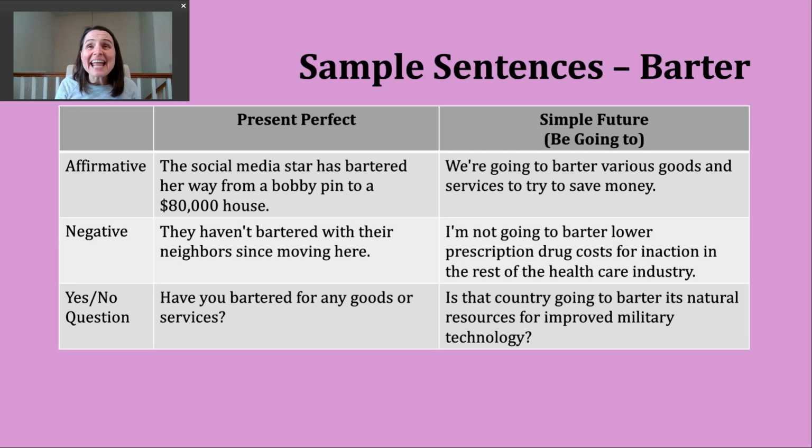Now, if you want to make a negative present perfect sentence, again, we're going to pay attention to our subject, and then we'll either use have not and the participle or has not and then the participle. Here's another example sentence. They haven't bartered with their neighbors since moving here. Okay, so here we have a starting point of someone moving to a new location, and then the absence of this action. This action has not occurred since that point in time.